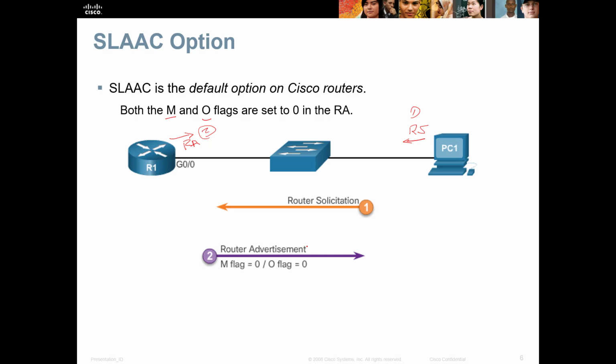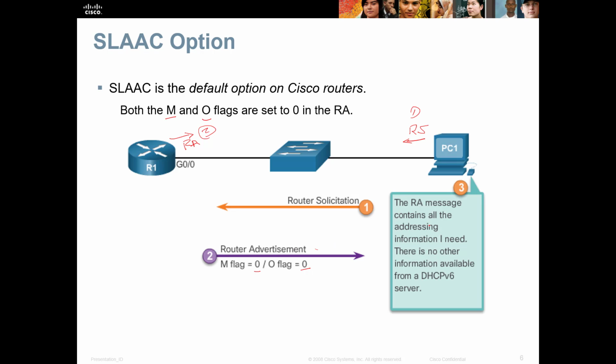The advertisement coming back says, with the flags set to 0, among other things, this is going to inform the client that me as a router, you're asking me for advertisement information, I'm set up for Slack. So you better be set up for Slack. Okay? That's the message going to it. So the message coming back says, here's all the information you need to make an address. There's no other information available, right?